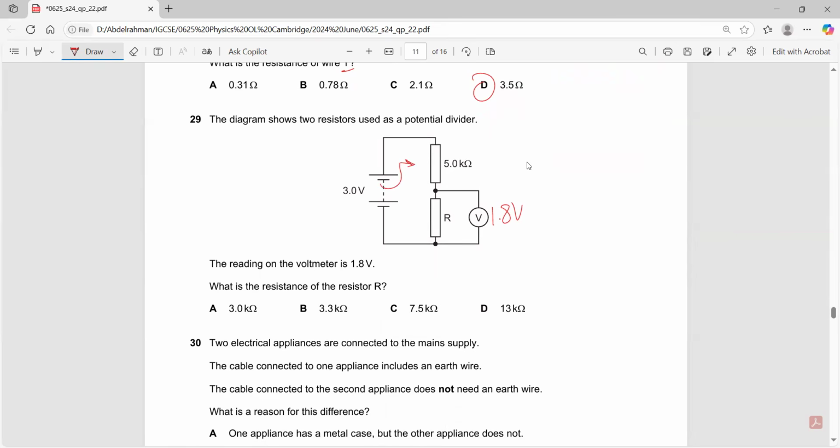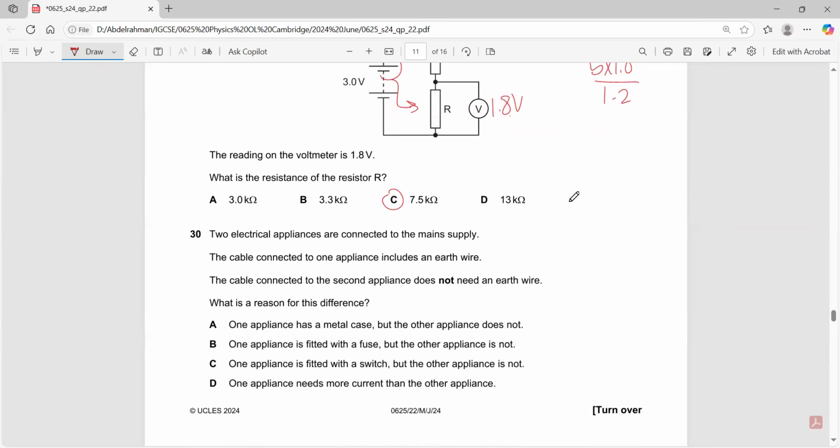Because the total voltage is divided. Total EMF is divided. Not equally, it doesn't have to be equally, but it is divided. The summation of both of these potential differences would be equal to 3. Basically, 3 minus 1.8 is 1.2 volts. Now you can cross multiply: 5 times 1.8 divided by 1.2. So the resistance would increase, right? Giving you a resistance of 7.5 kilo ohms.